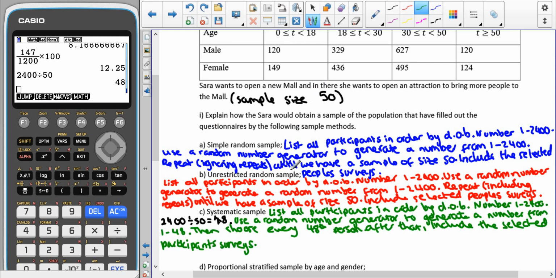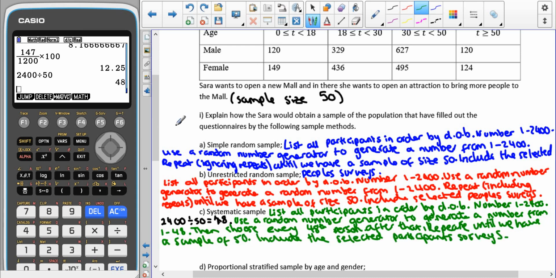For the systematic sample, we would list all the participants in order by date of birth. We would number them 1 to 2,400. Then as our side working out bit, we'd do 2,400 divided by 50 to give us 48. So that means that we would use a random number generator to generate a number between 1 and 48 as our starting point. Then choose every 48th person after that. We would repeat until we have a sample of size 50, and we would include the selected participants' surveys.